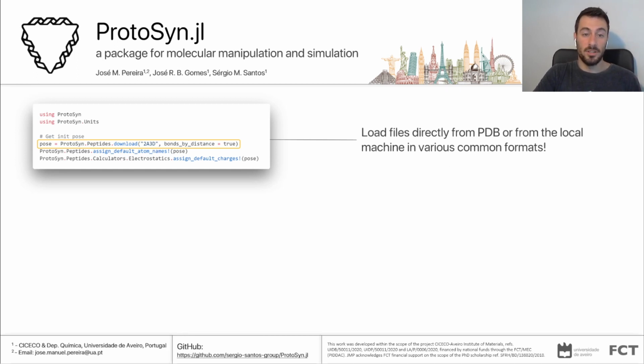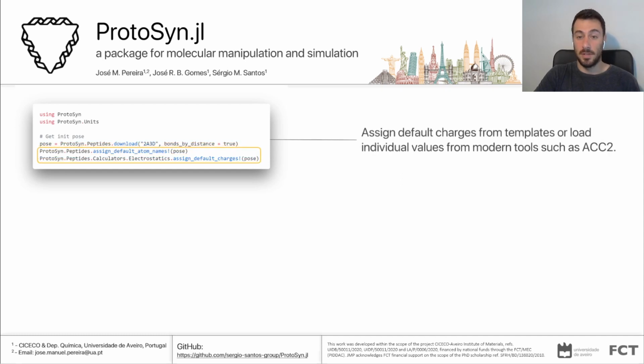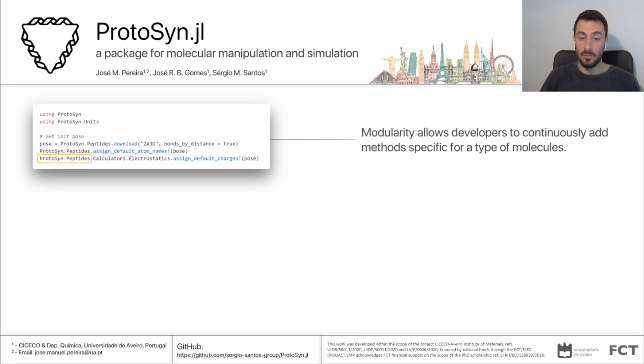Under the hood, ProtoSyn uses templates for some of its manipulations. In short, it looks up that amino acid template and then copies the information to the loaded structure. So we'll just make sure that we are using the default atom names, and then we can assign charges, for example. Note that in some cases we're calling the peptides module before the function name.